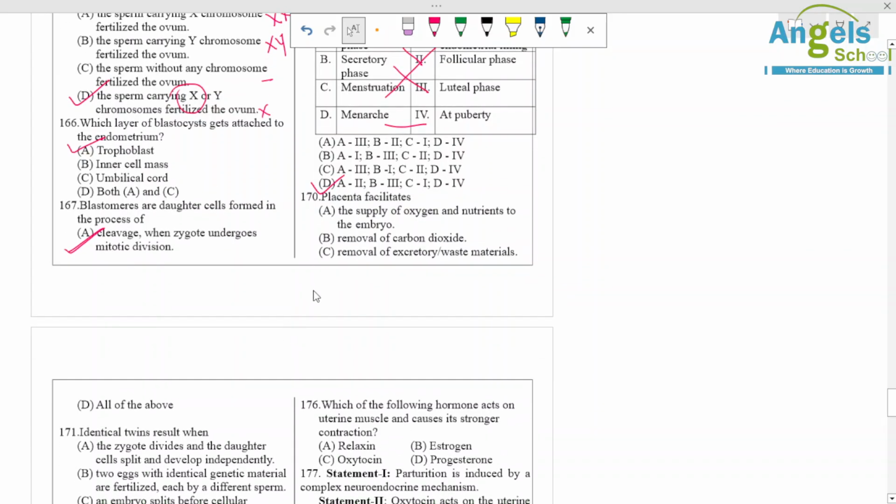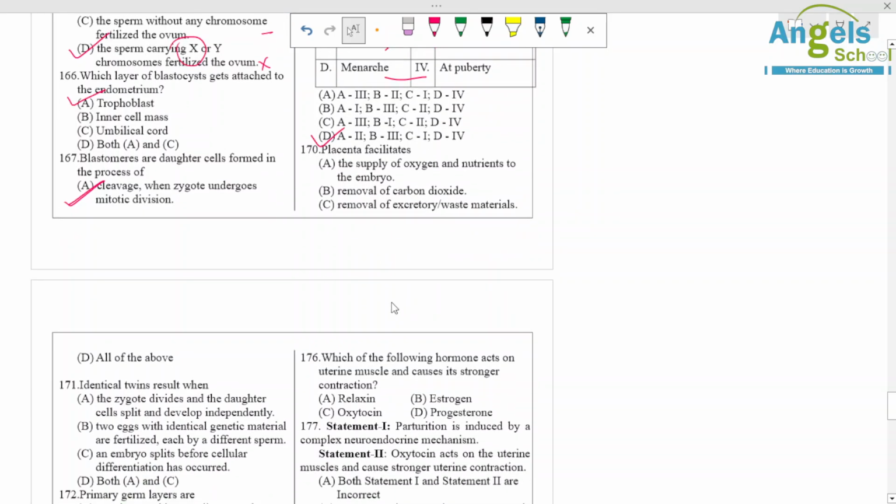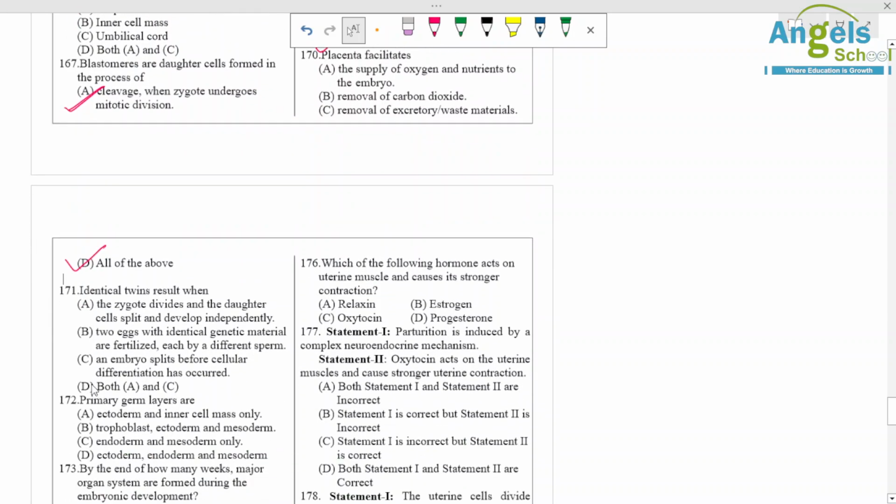Placenta, question number 170. Placenta facilitates the supply of oxygen and nutrient to the embryo, removal of carbon dioxide, removal of excretory and waste material, and the option is all of the above. Okay, so this all are function of placenta. So D is right option.